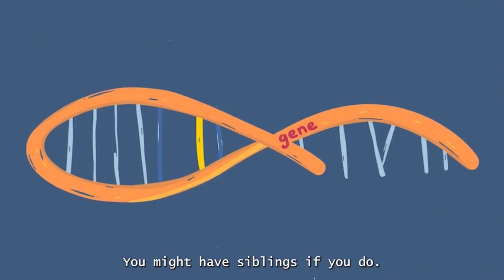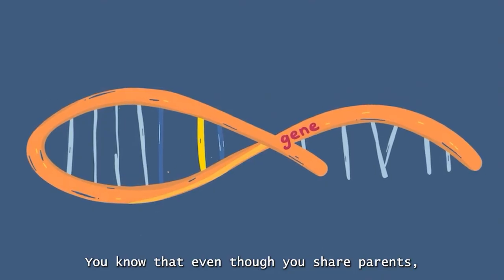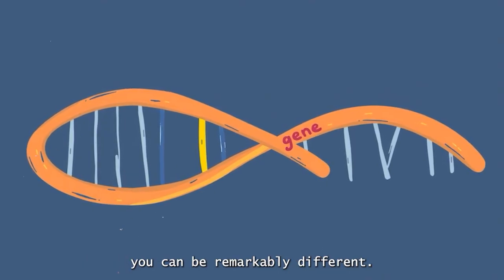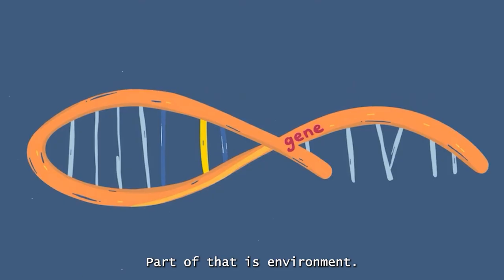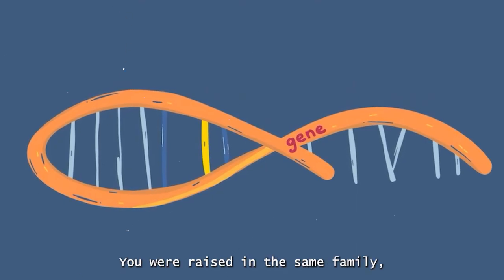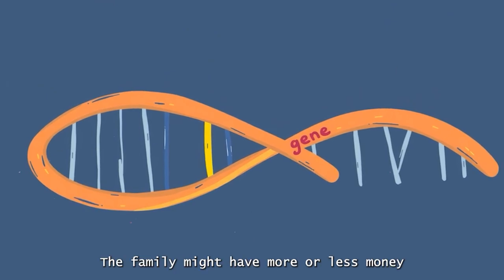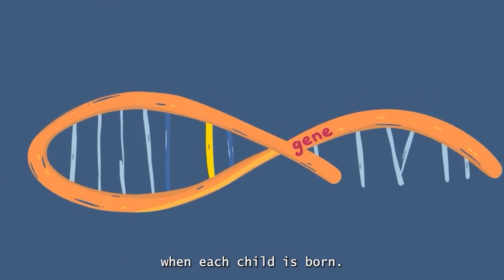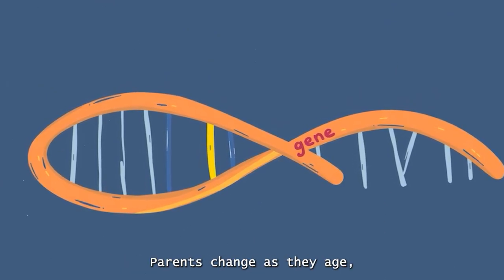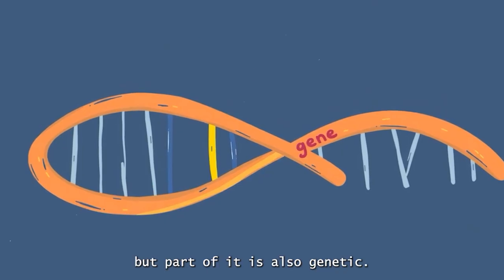You might have siblings. If you do, you know that even though you share parents, you can be remarkably different. Part of that is environment. You were raised in the same family, but not in the same way. Birth order matters. The family might have more or less money when each child is born. Parents change as they age, but part of it is also genetic.